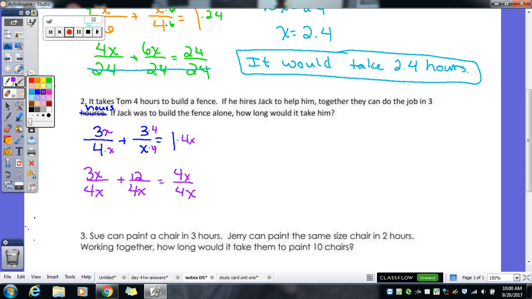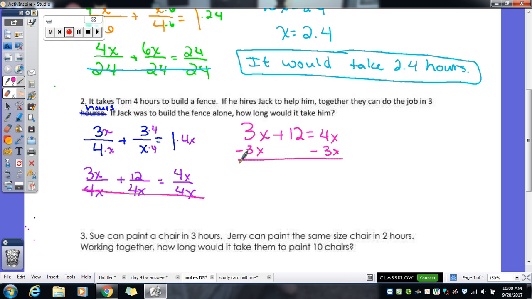So again, now we cross out our denominator. 3x plus 12 equals 4x. Subtract my 3x, and we get x equals 12. So how long does it take for Jack to build the fence by himself? 12 hours. It takes Jack 12 hours.